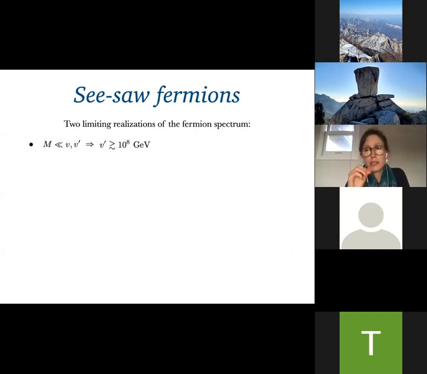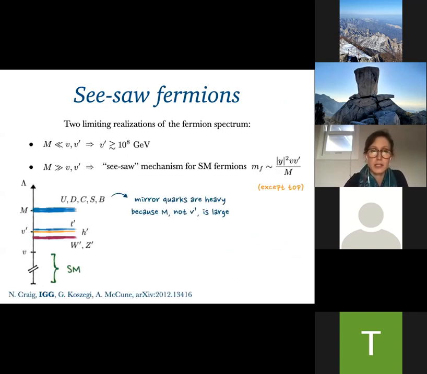So including this additional mass term, there are now two limiting realizations of the fermion spectrum in these models. One is the case that we already discussed. If the overall scale of the vector-like masses, what I'm calling capital M here, is much smaller than both V and V prime, then bounds on color particles imply a tight bound on V prime and therefore an unacceptable level of fine tuning, as we just discussed.